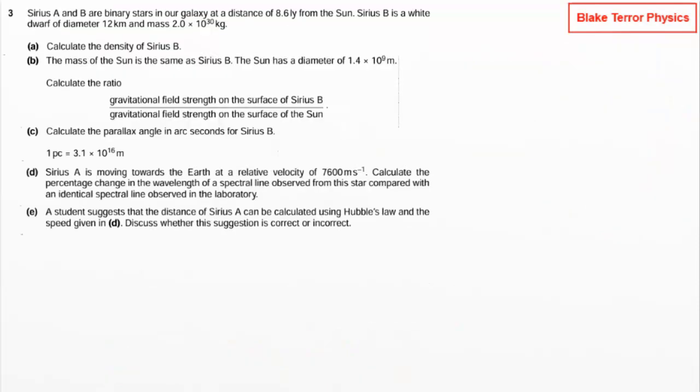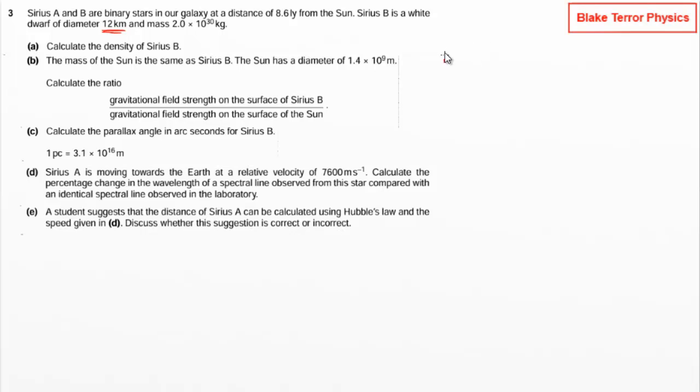All right, question 3. We're on here with Sirius again. Sirius A, Sirius B, binary stars in our galaxy, at a distance of 8.6 light years from the sun. Sirius B is a white dwarf, diameter 12 kilometers. So you're really seeing how small these white dwarfs are, even though they've got this large mass. Calculate the density of Sirius B.